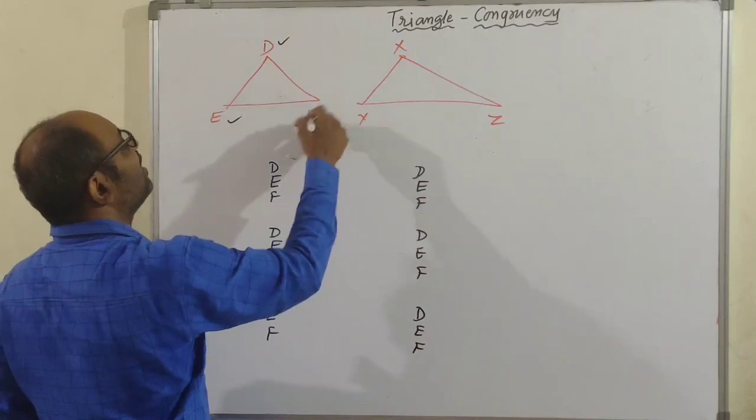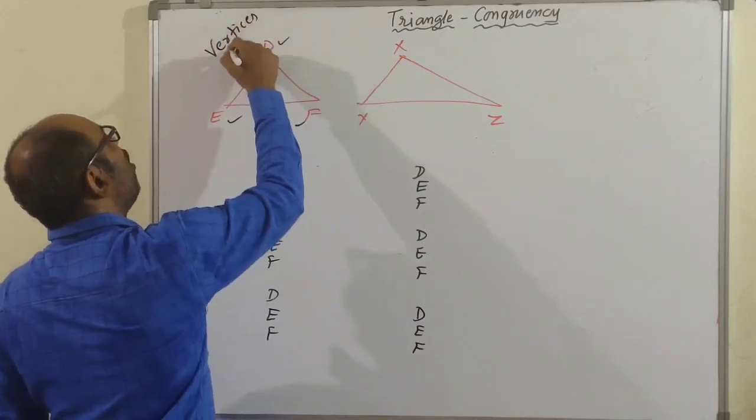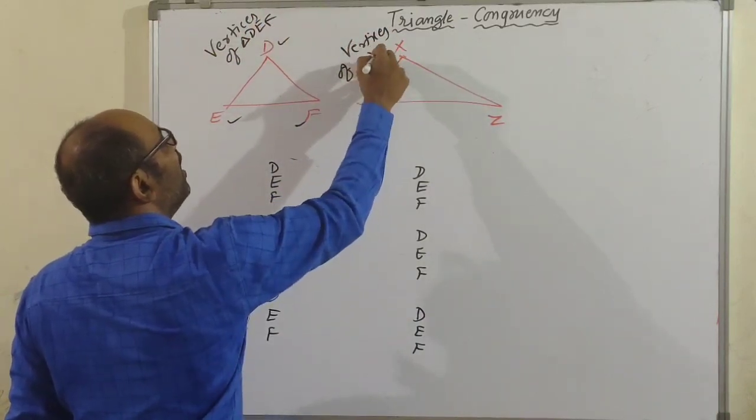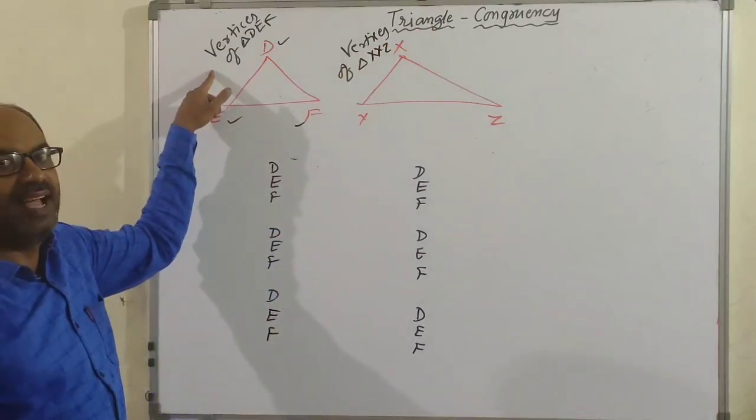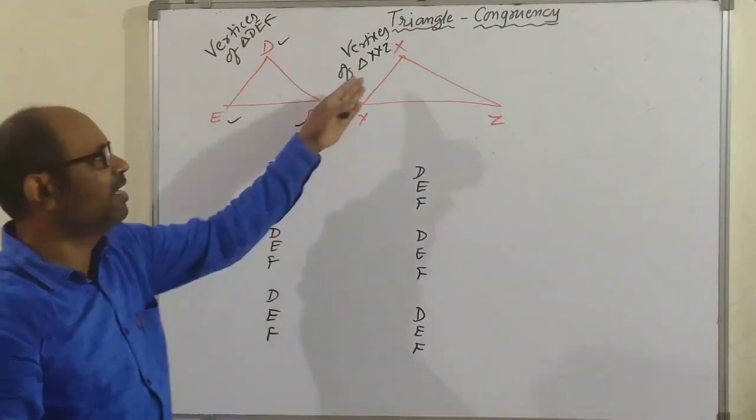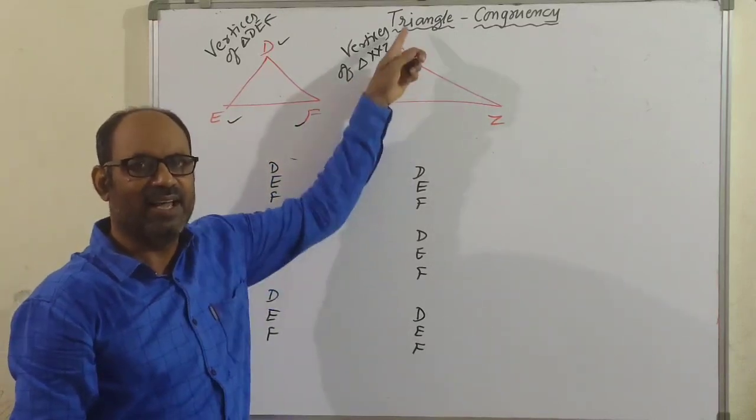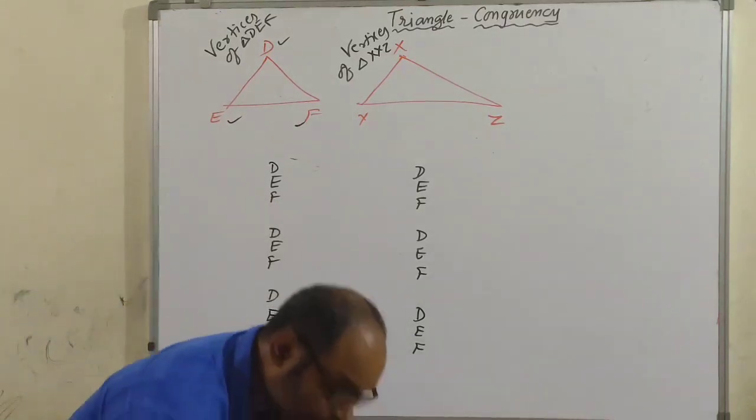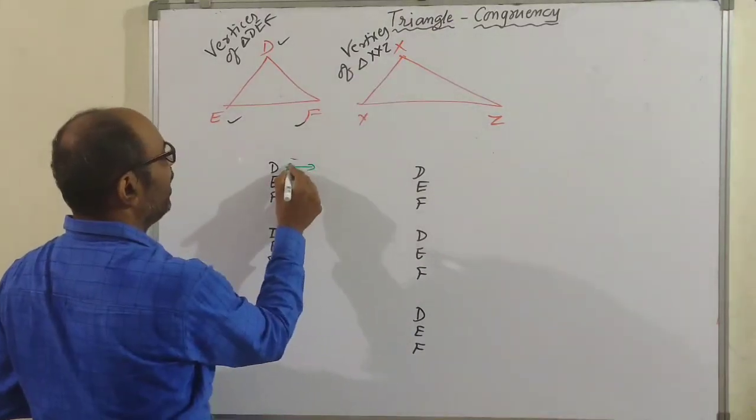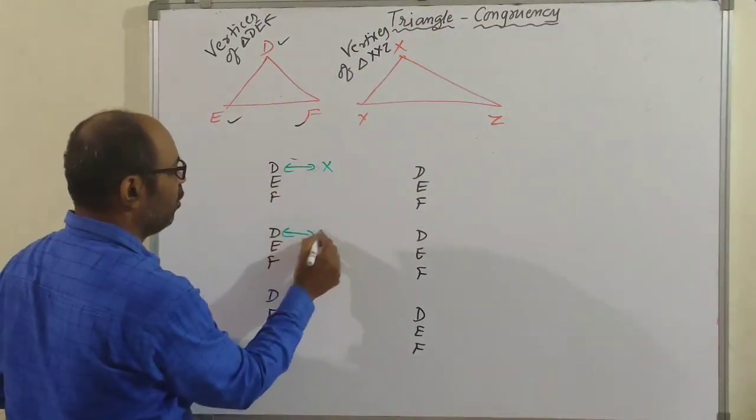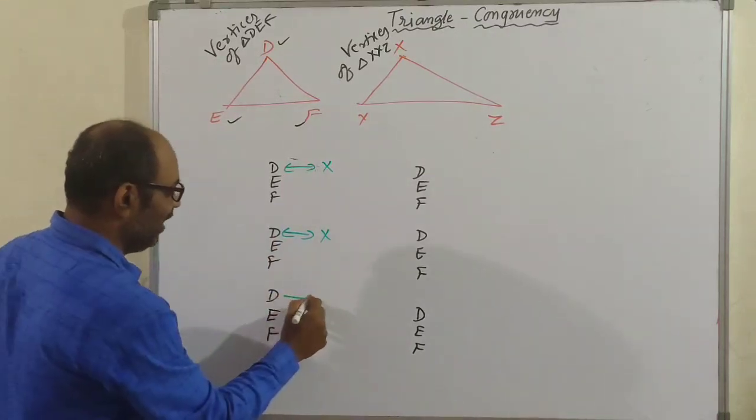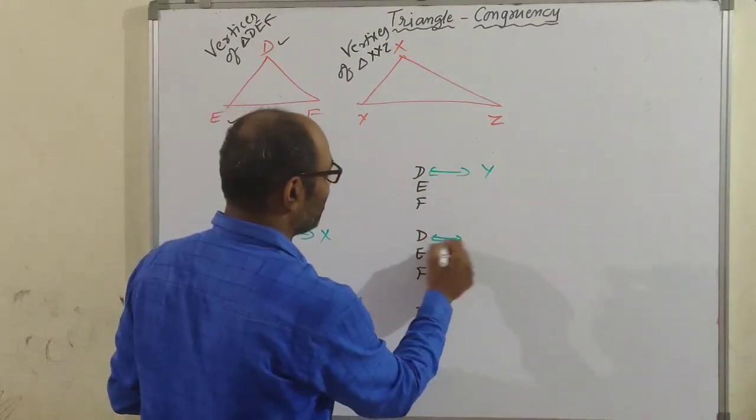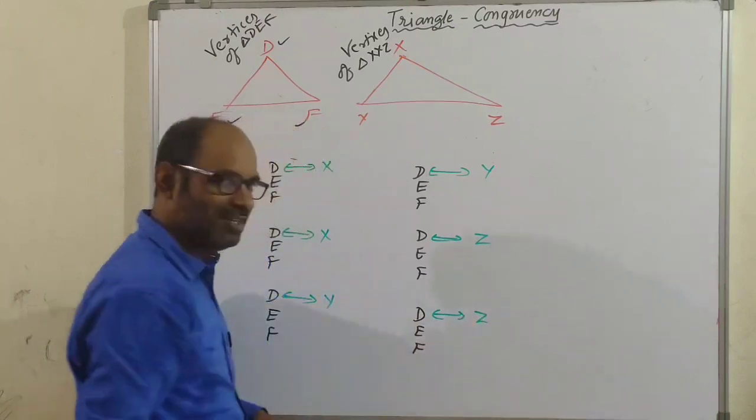Here we have 3 vertices. Vertices of triangle DEF and here vertices of triangle XYZ. How many vertices does triangle DEF have? 3. Which are those? D, E and F. How many vertices does triangle XYZ have? 3. Which are they? Point X, point Y and point Z. So 3 vertices. Clear? Okay. Now, we have XYZ. D corresponds to X. D corresponds to X, I wrote it 2 times. D corresponds to Y, 2 times I have written. D corresponds to Z and D corresponds to Z.